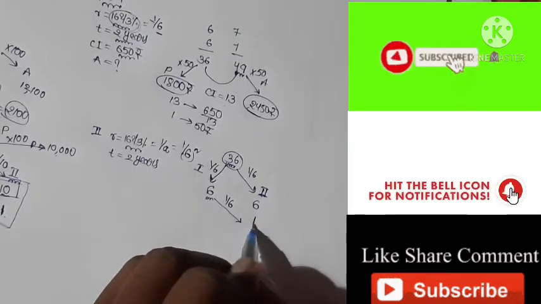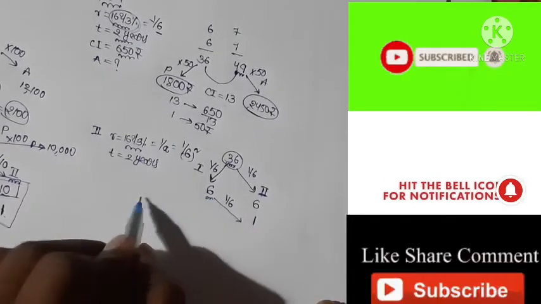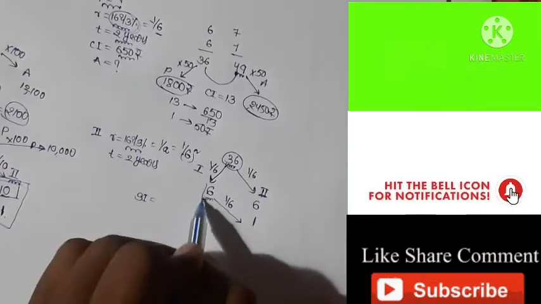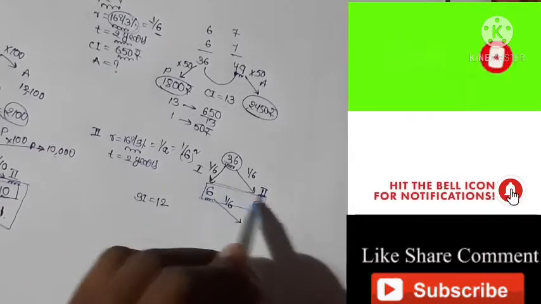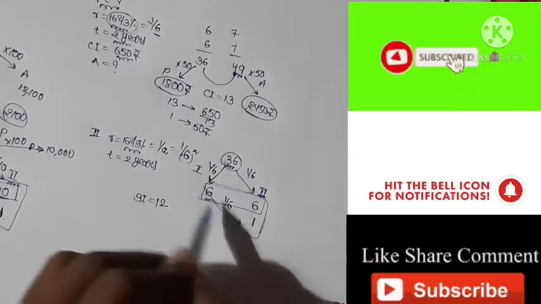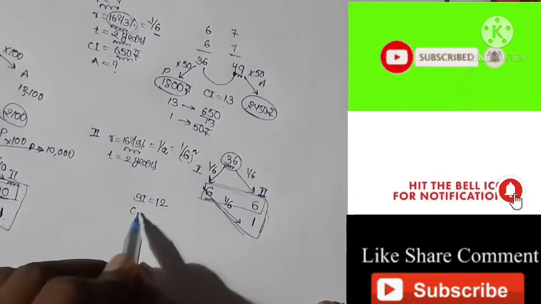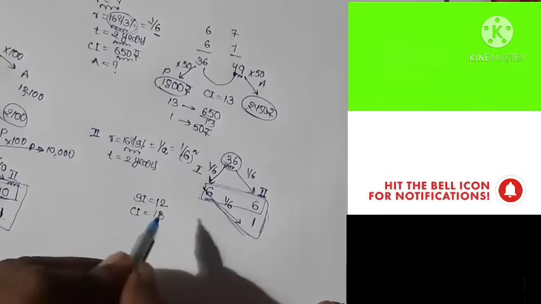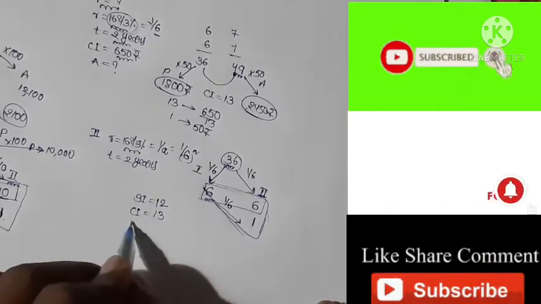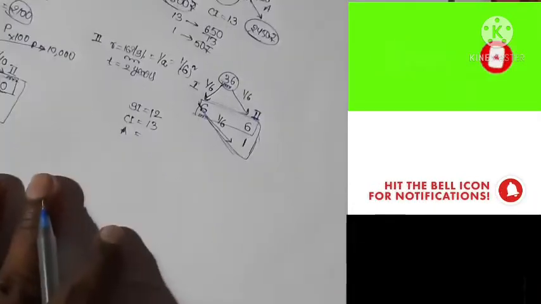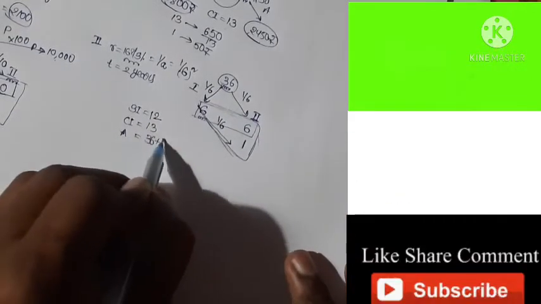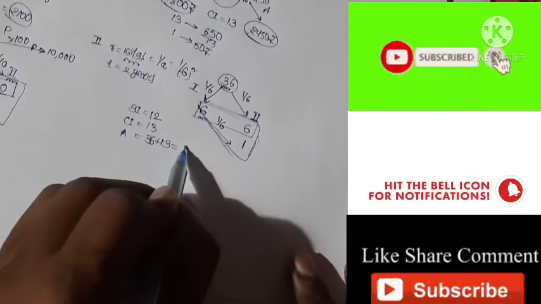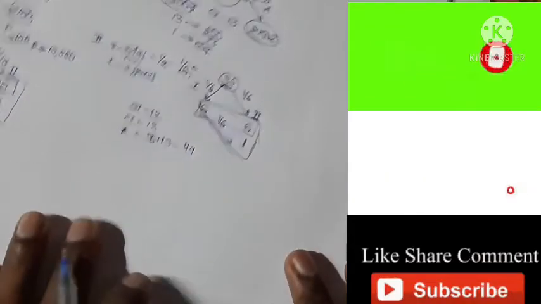So value is 1. Here the simple interest is 12 units. So compound interest, this value represents compound interest, is 13 units. So amount is equal to principal plus compound interest. So 13, so the value is 49 units.